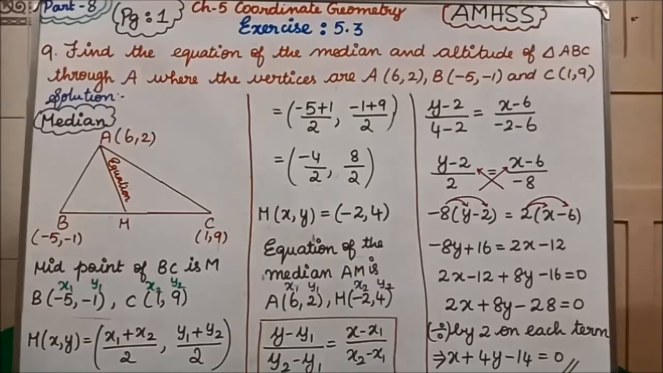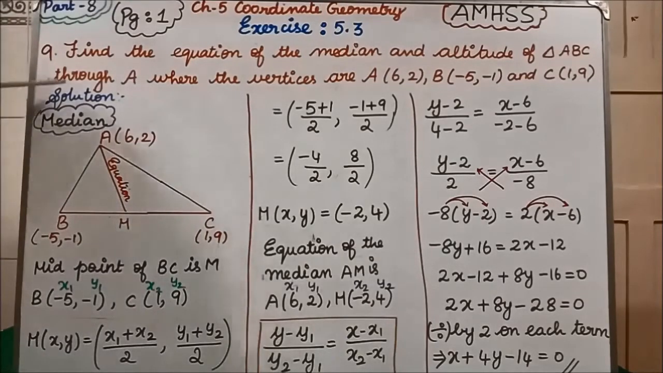Find the equation of the median and altitude of a triangle ABC through A, where the vertices are A (6, 2), B (-5, -1) and C (1, 9). Here, students, this ninth question is asking us to find two things: one is the median and another one is the altitude. We cannot do it in one board, so I have written the page numbers. According to the page number, you write the classwork.